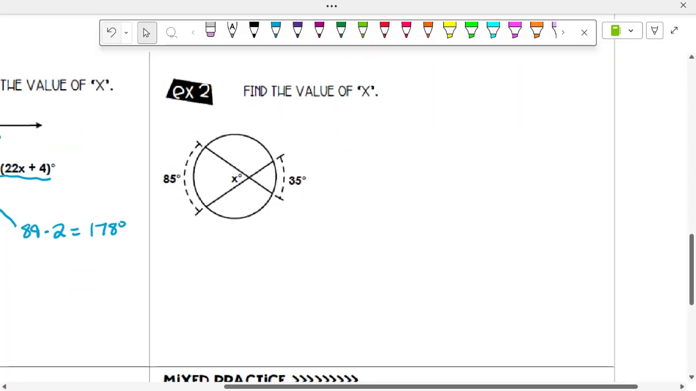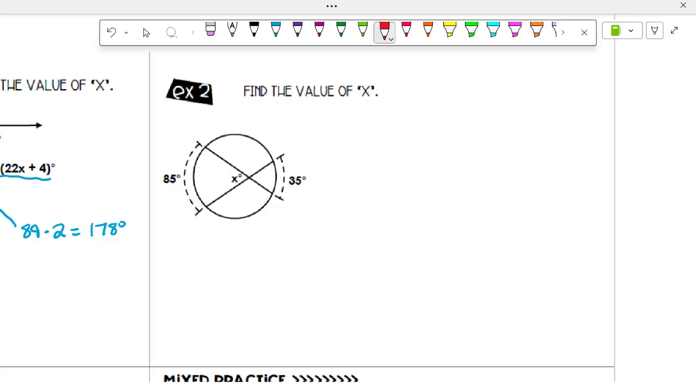So it wants to know what the value of x is. What should I do to find x? 85 plus 35 and then divide it by 2. So what's 85 plus 35? 120. We divide that by 2. What's the measure of angle x? 60 degrees. So x is equal to 60 degrees, which means this angle would also be what? 60 degrees.